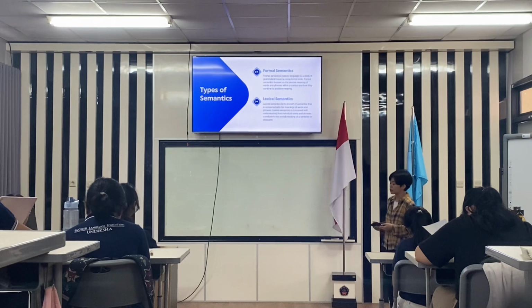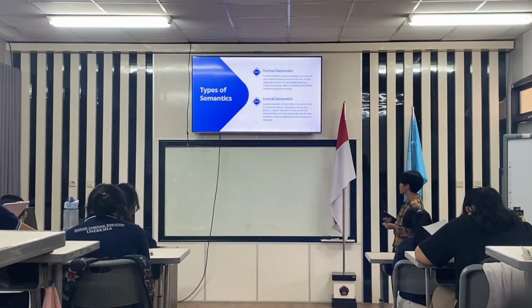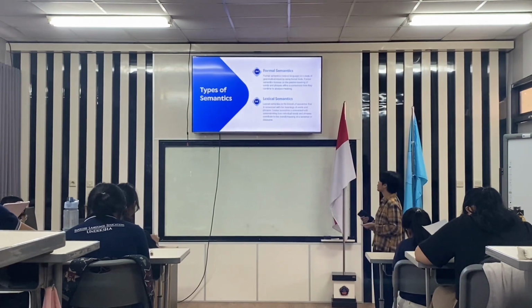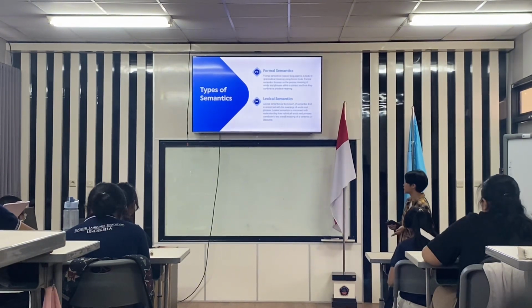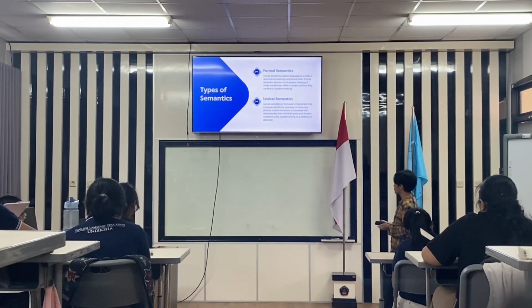So there are types of semantics. The first one is formal semantics. Formal semantics, or natural language semantics, is a study of grammatical meaning using formal tools such as math, psychology, and logic. Formal semantics focuses on the precise meaning of words and phrases within a context and how they combine to produce meaning.